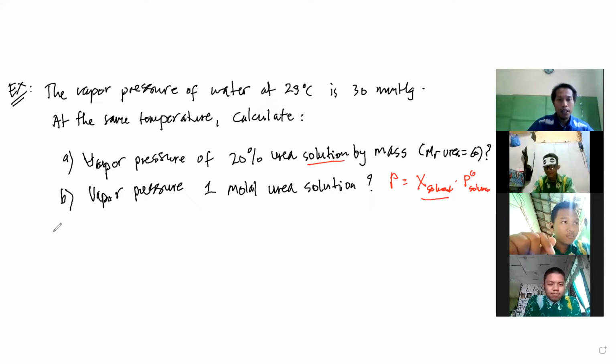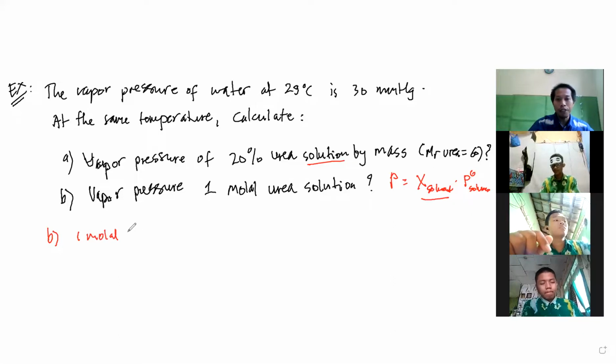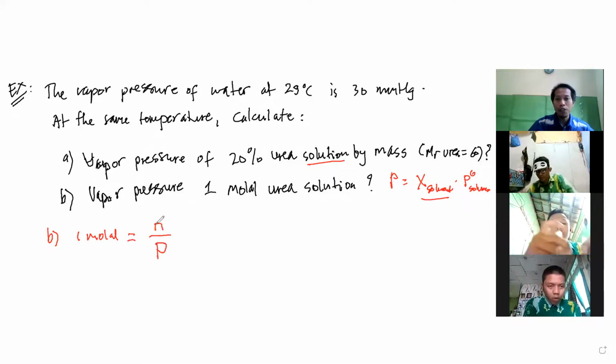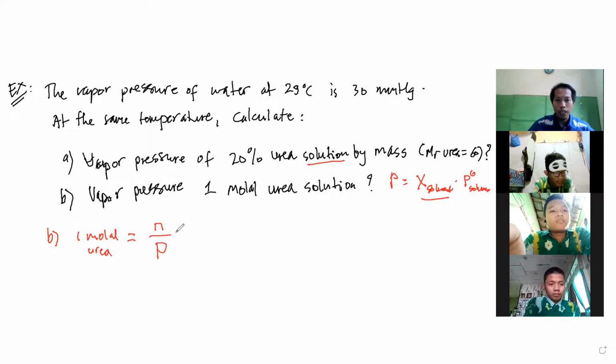So part B, 1 molar, we have to convert it into mole fraction. We know that molar is equal to mole per P. If I'm using this one, P will be what? In kilogram or in gram? If I'm using this formula, kilogram. In kilogram. So if I say that 1 molar urea here, then it will be 1 mole urea.